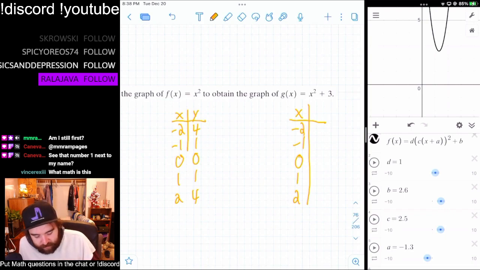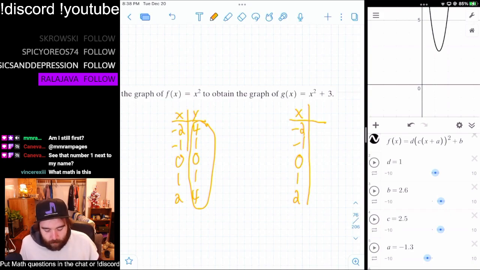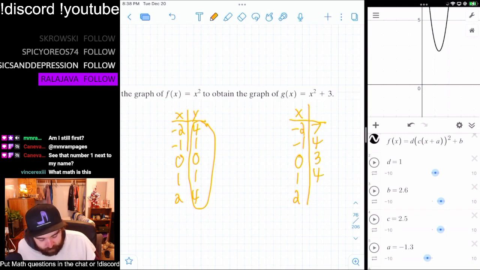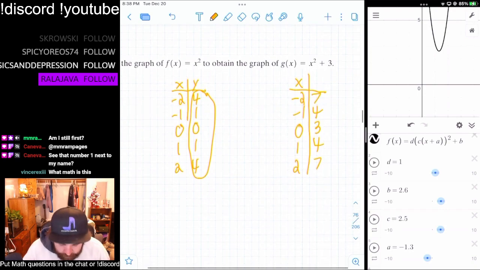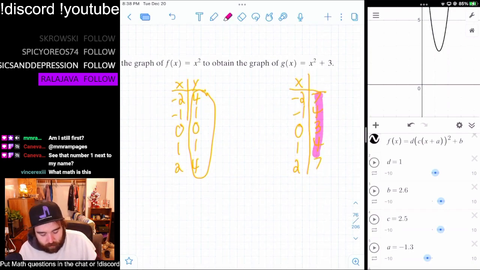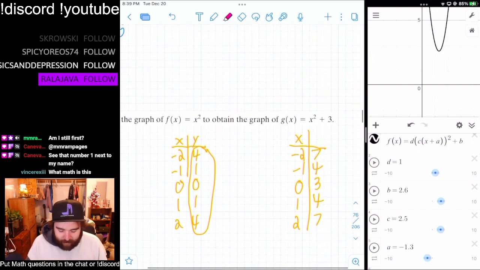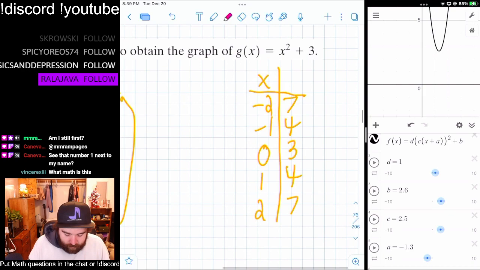So basically, we're going to get all the same numbers over here, but then we're going to add 3 to them. So you get 4 plus 3 is 7, 1 plus 3 is 4, 0 plus 3 is 3, 1 plus 3 is 4, 4 plus 3 is 7. And so those are the points on the new graph. But what really happened here? All the y values just went up by 3. Which makes sense, right? Because of everything we talked about.